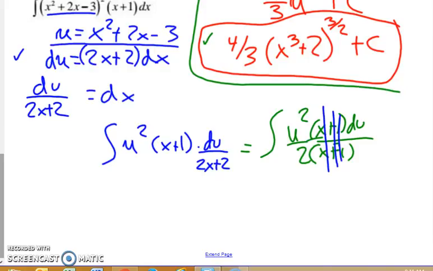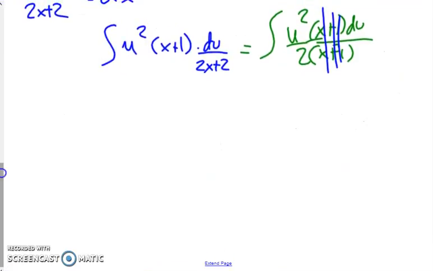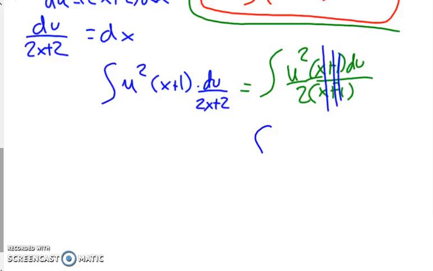And what we are left with is the antiderivative of u squared over 2 du, which we can do the antiderivative of. We've gotten rid of all of our x's, and it's something we can actually do the antiderivative of. So let's do that.